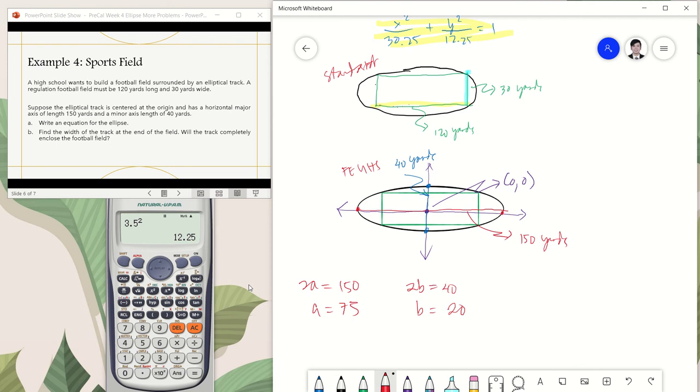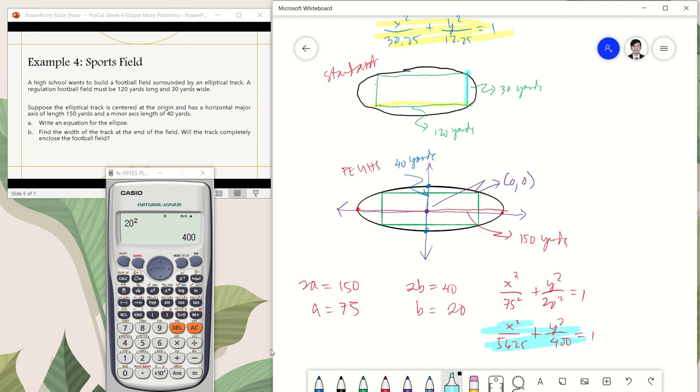So, alam naman natin na yung center nilagay talaga sa origin. So, yung H and K natin is 0, 0 lang. So, that would give us x squared over 75 squared plus y squared over 20 squared equals 1. So, 75 squared is 5,625. And then, yung 20 squared naman natin, 400. So, we already figure out the answer for A.